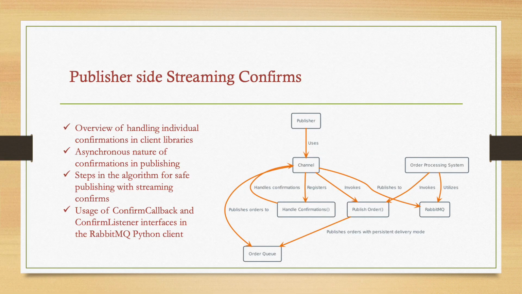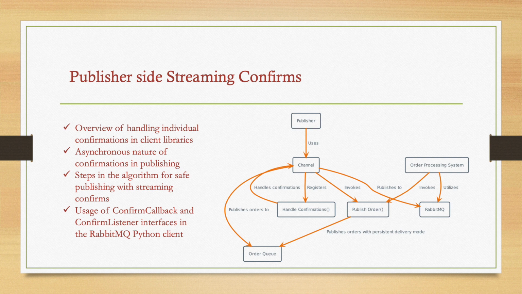Streaming confirms. In most client libraries, including the RabbitMQ Python client, Pika, developers have the ability to handle individual confirmations as they are received from the server. These confirmations arrive asynchronously, aligning with the inherent asynchronous nature of publishing in AMQP 0-9-1. This approach enables safe publishing with minimal overhead.